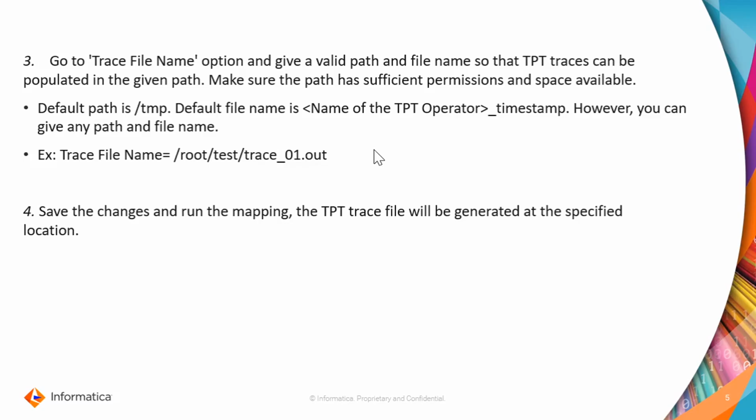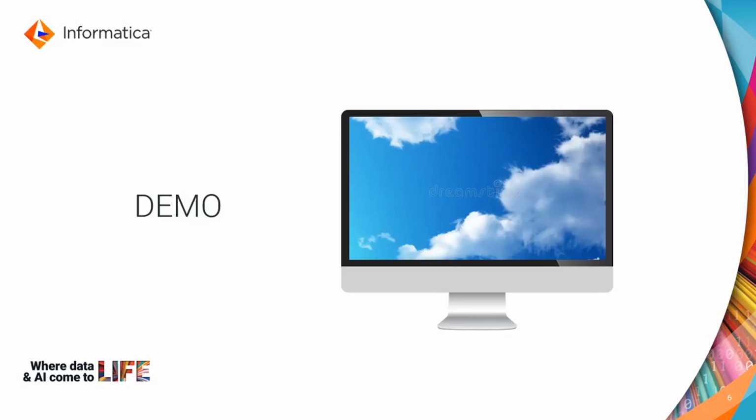You can save the changes once you have made the above modifications and run the mapping. The TPT trace will be generated at the specified location. Now let's see a demo on the same.